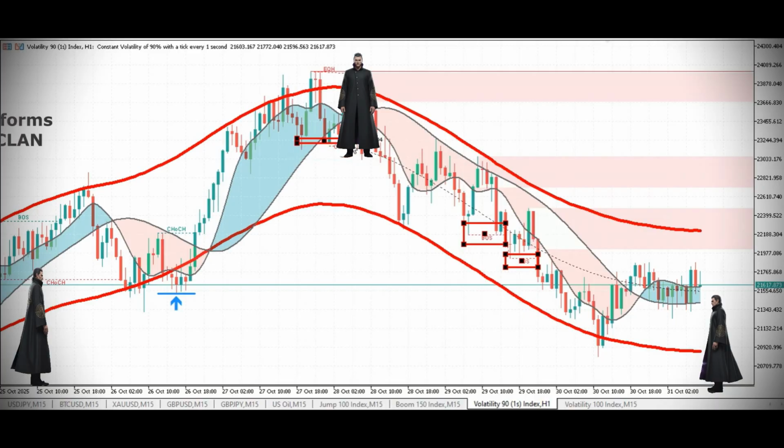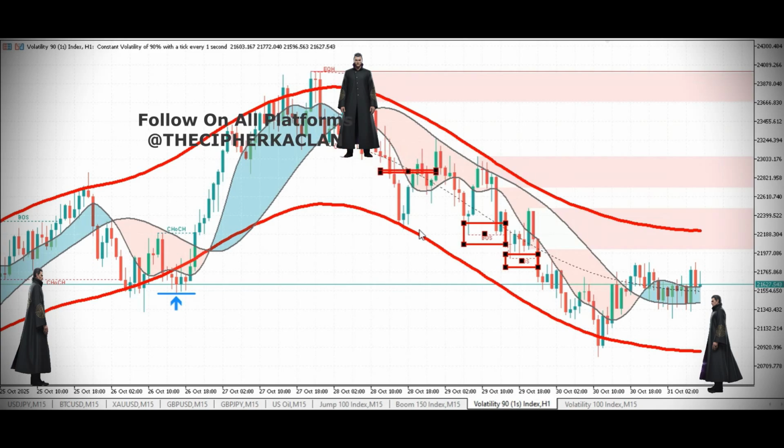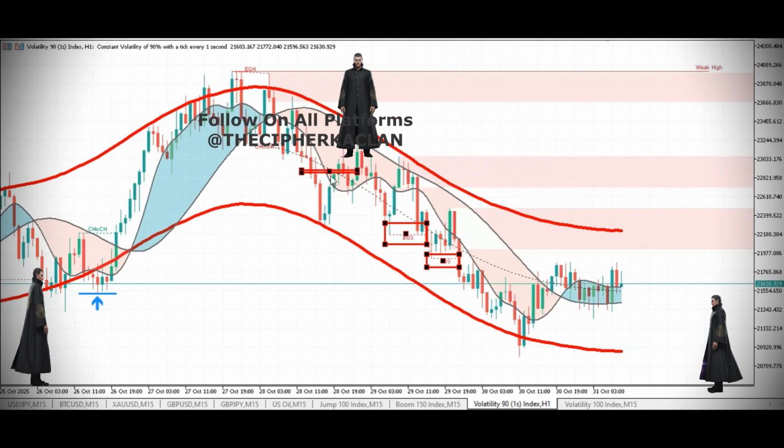We would have taken our sell right here, and if you can see, price came back up, then broke again, and we would have added more sells. It came back up again and then broke again, added more sells, and it just kept going down, just kept going and going.